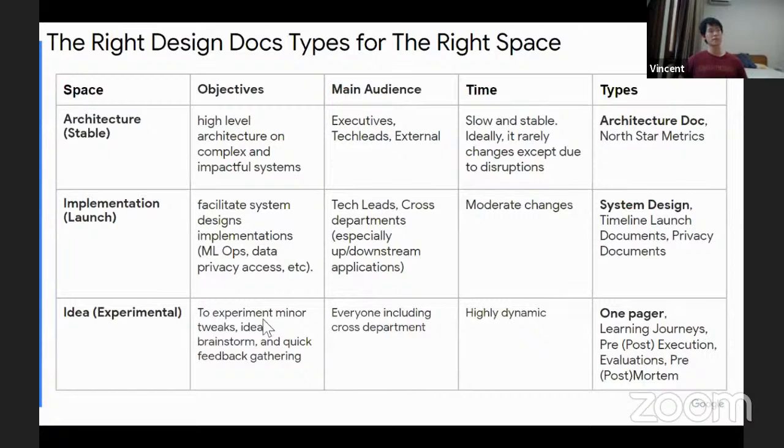And we also have implementation launches, for example, timeline launch, privacy documents launch. Privacy documents launch is to make sure that the feature that you have makes sense to the system design overall. It doesn't infringe any privacy, for example.